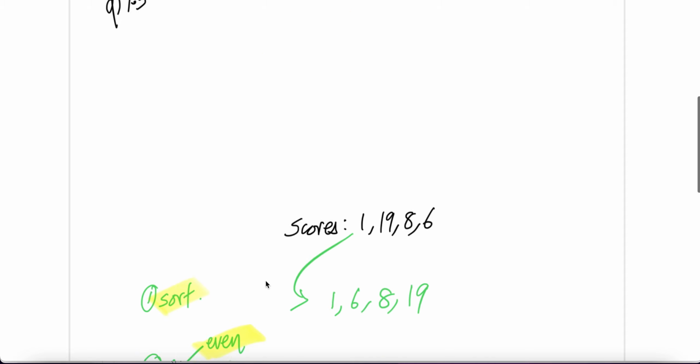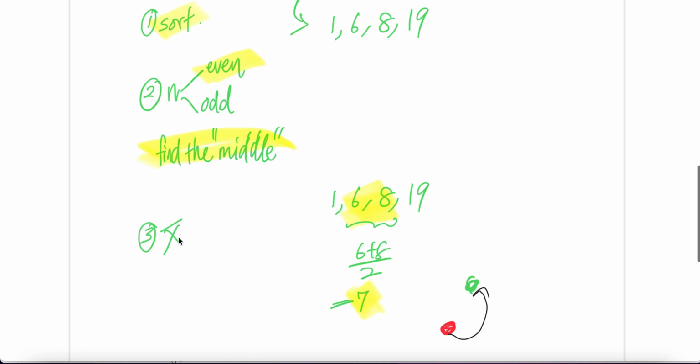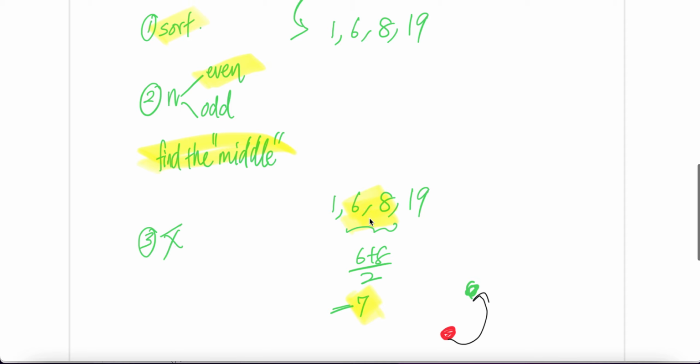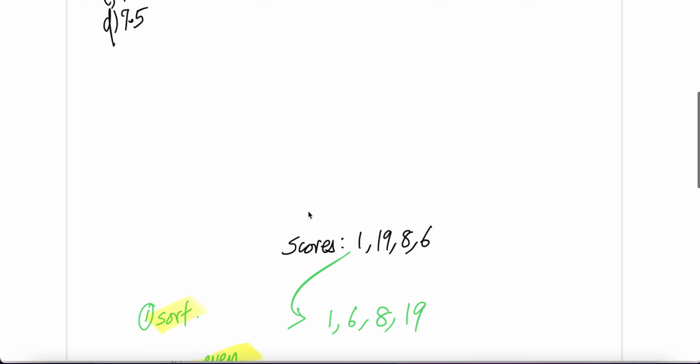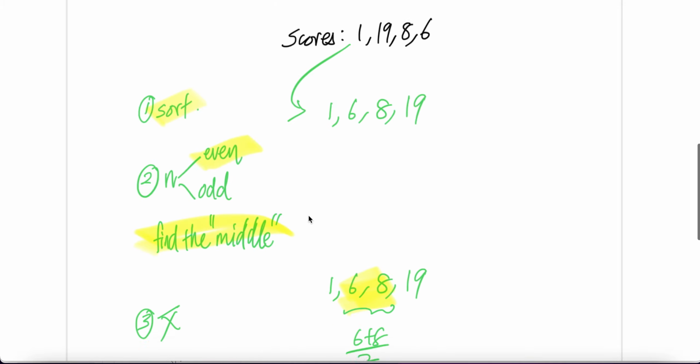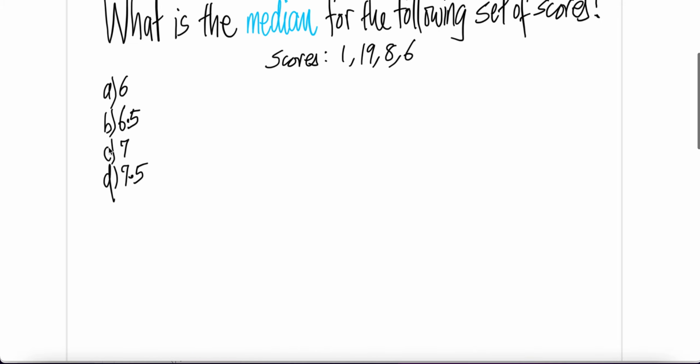So x bar, not x bar of the original data. Compute the x bar of the two numbers, not the x bar of the original data. The answer is 7. C.